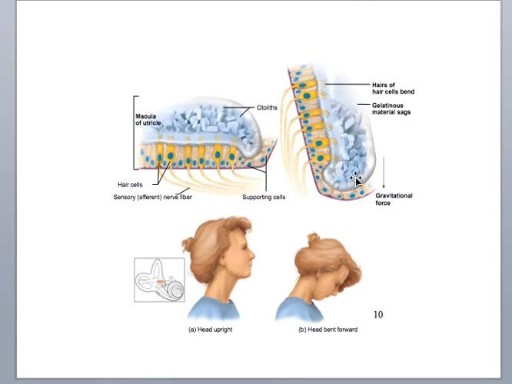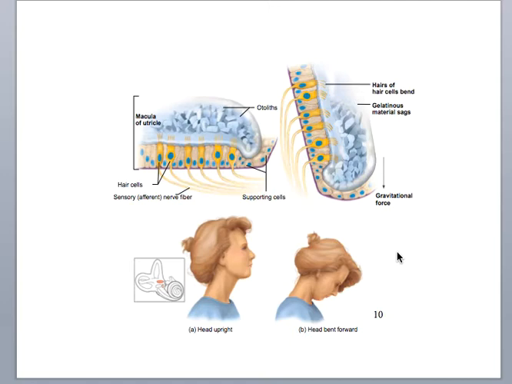Okay, you can see that when the person tilts her head forward, these otoliths, these calcium carbonate crystals, fall forward, tugging on that gelatinous matrix, deflecting the stereocilia of the hair cells, and then causing action potentials to be sent along these neurons to the brain, dealing with the position of the head.